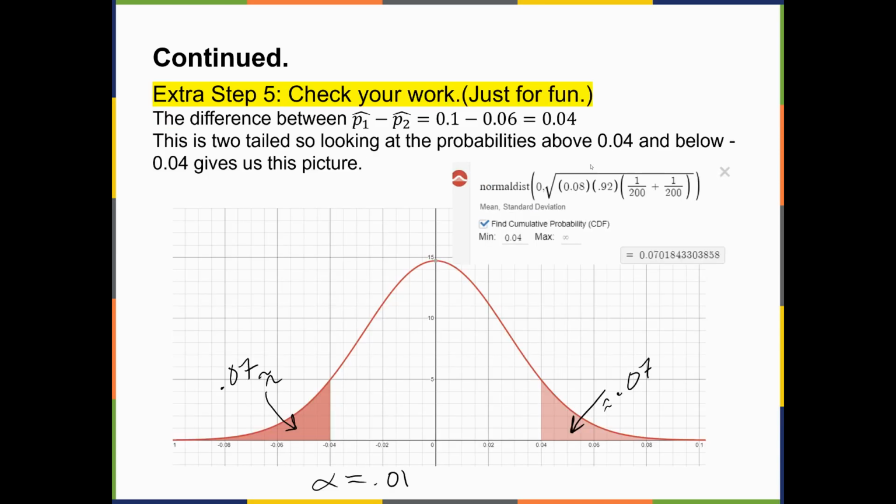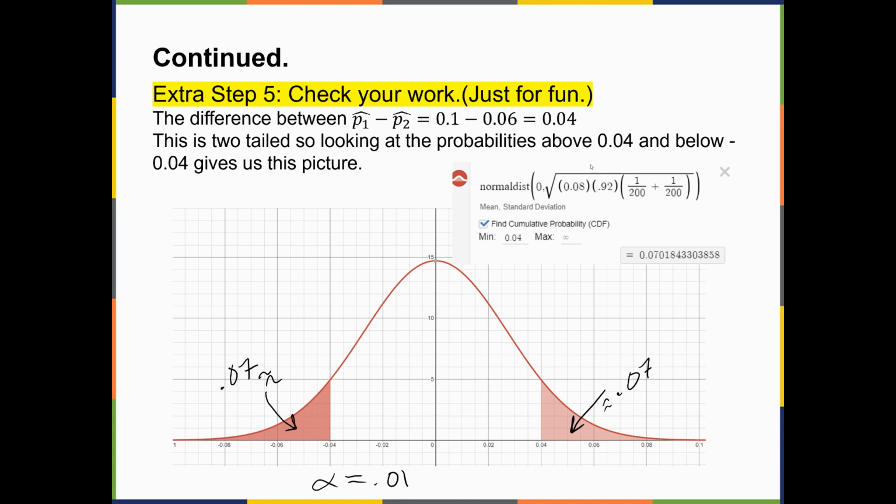Step 5, this is just something I like to do. You don't have to do this on your homework if you don't want to, but it helps me a little bit to look at the picture. The difference between our two p-hats that we computed, the success proportion for medicine A and the success proportion for medicine B, was 0.1 minus 0.06, which is 0.04.